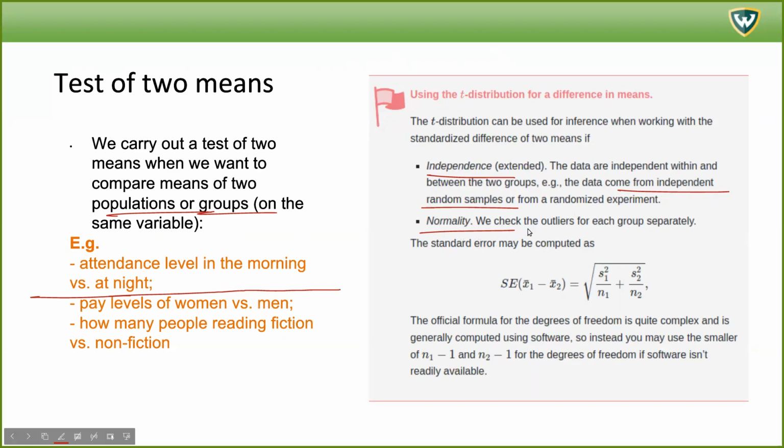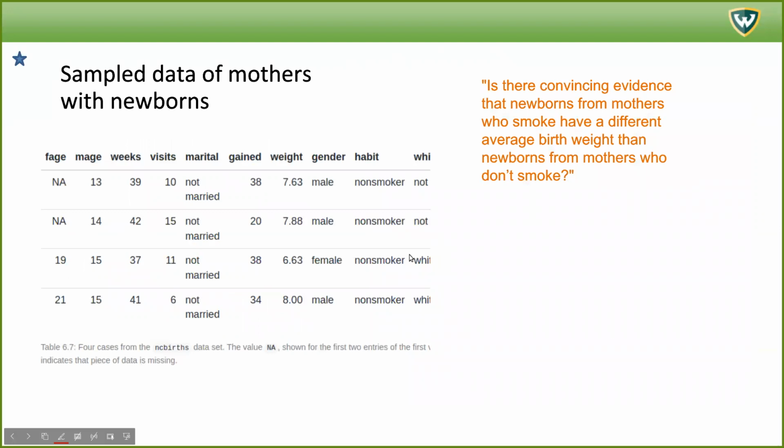And for normality, we check the outliers for each group separately, and we'll also talk about a standard test for normality. So we need to really make sure those two conditions are met, otherwise the study doesn't work. And here we have a calculation for the standard error, which is similar but slightly different than the previous standard error calculations. This is important because it will go into the equation for the t-score that we need to identify the probability of the values that we are dealing with. So next, we actually go into an example of sample data of mothers with newborns to illustrate these ideas.